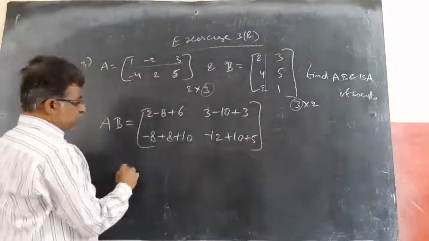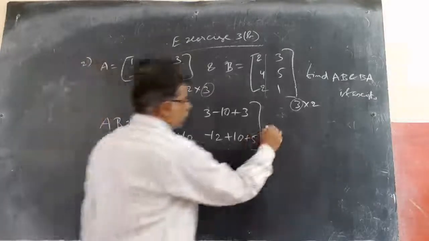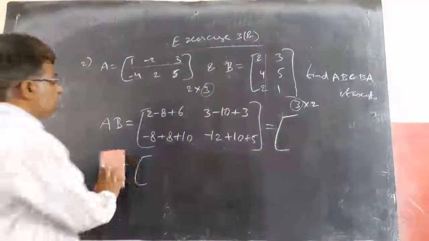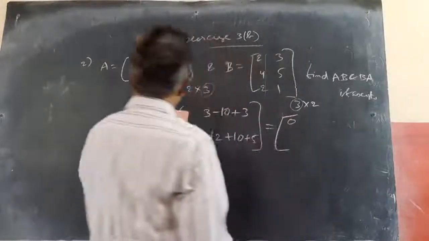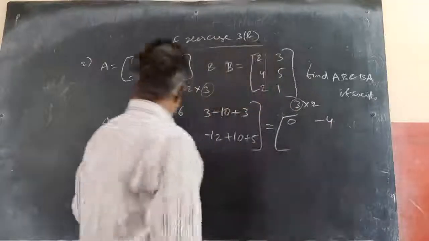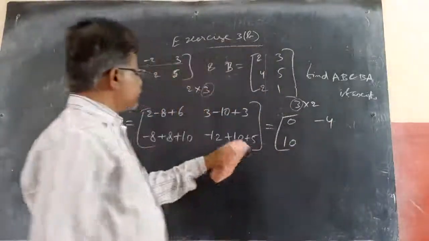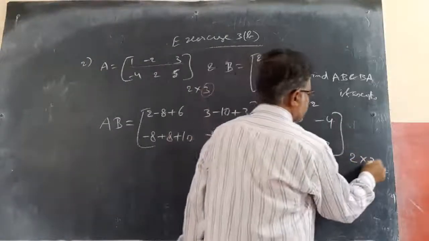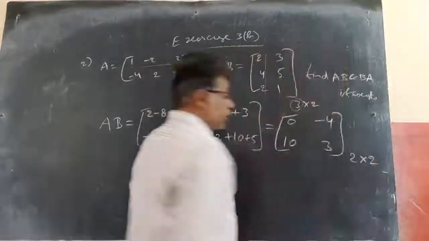So what is the resultant of AB? AB equals, here itself I write, what do I get? 8 minus 8, 0. Next, 6 minus 10, minus 4. Next, 8 cancel, 10. And this is 15 minus 12, 3. This is A into B, a 2 by 2 matrix.